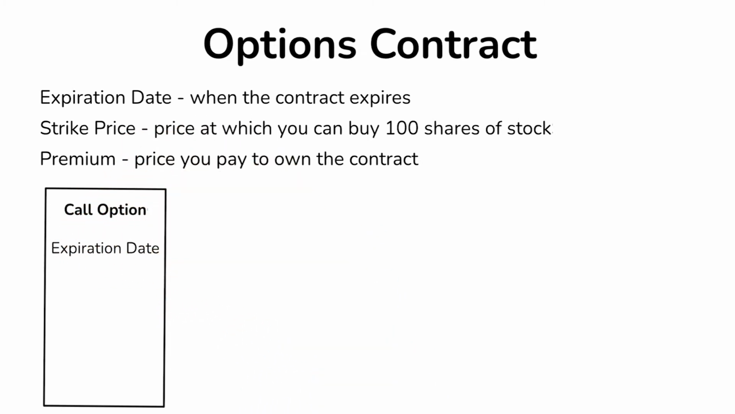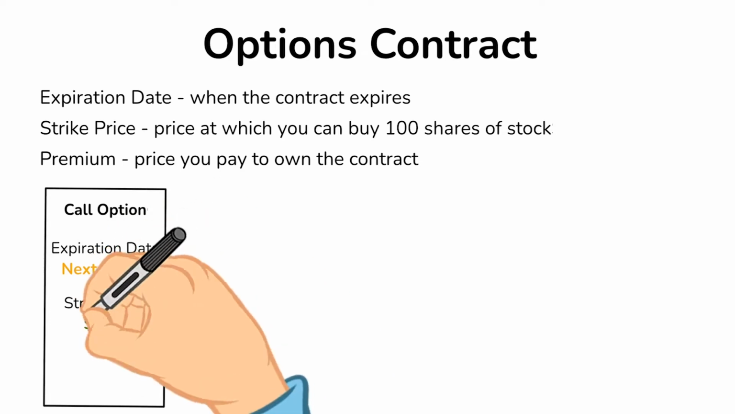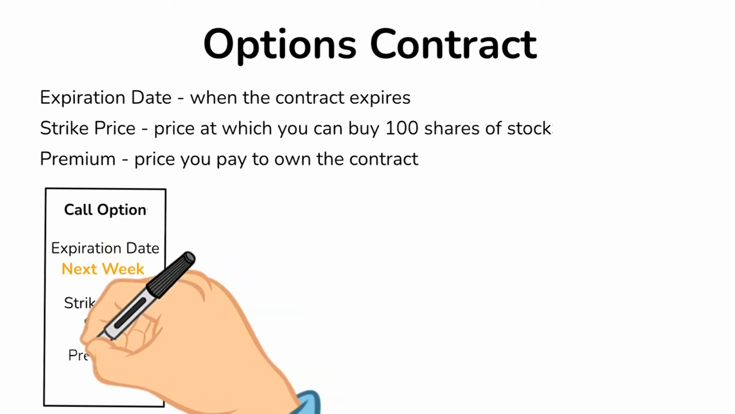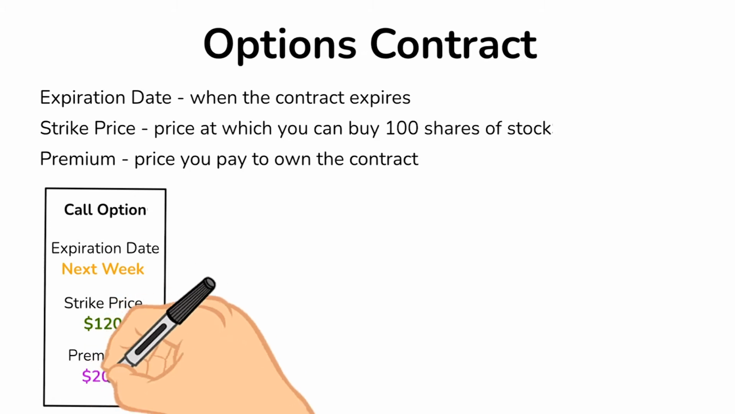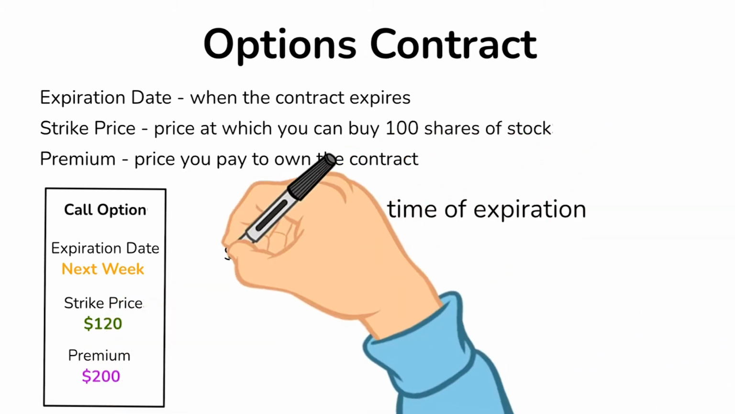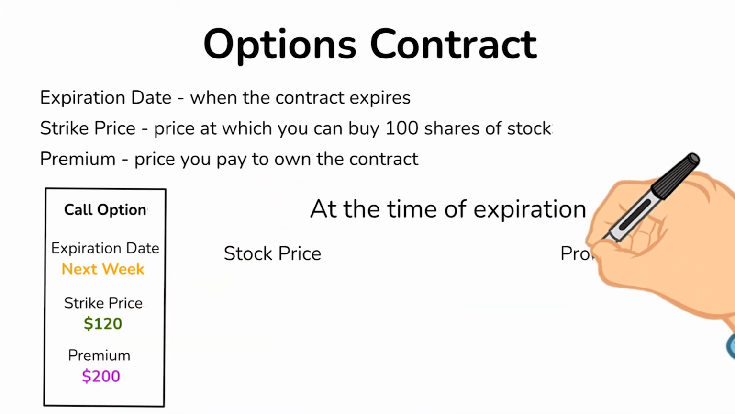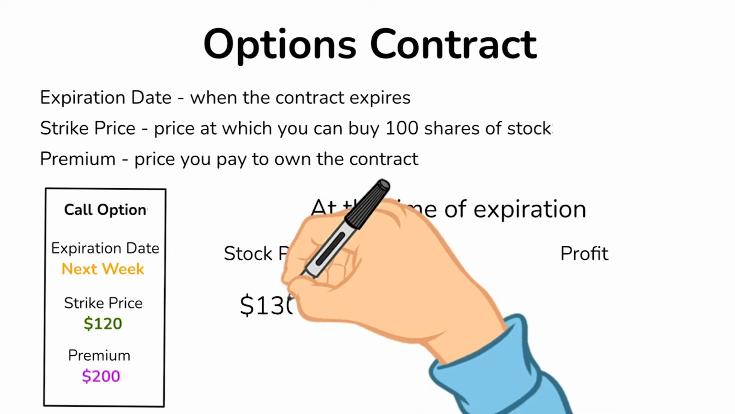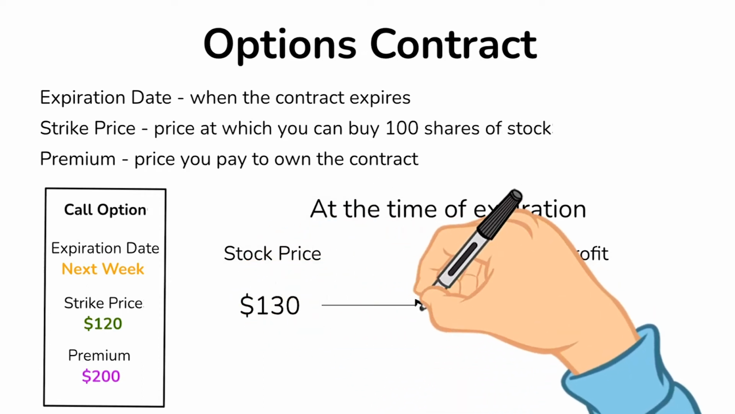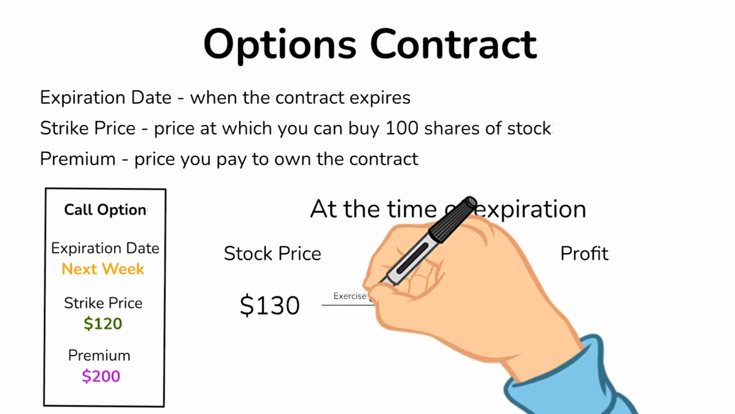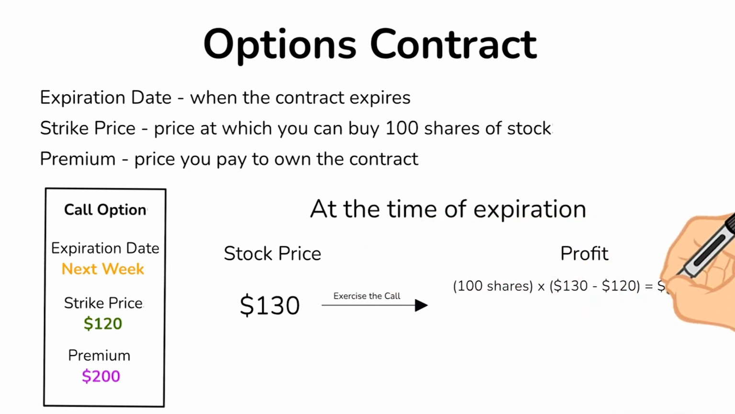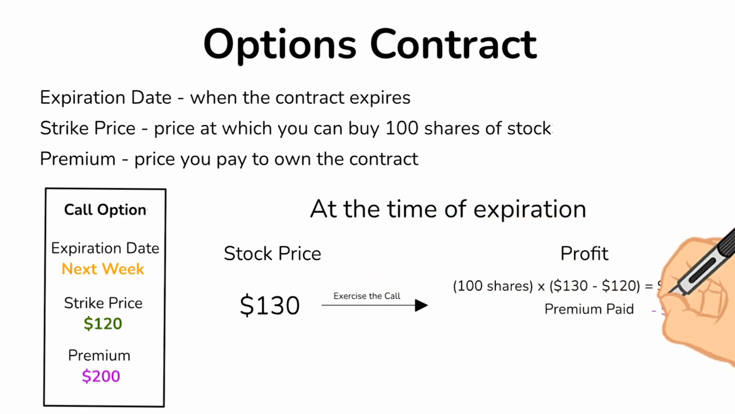So you could buy a call option for XYZ for $200 that has an expiration of next week with a strike price of 120. So if XYZ closes at 130, well, good for you, because now you can buy 100 shares of XYZ at 120. So that would mean that your profit is $1,000, well, minus the $200 premium that you paid. So your net profit is $800.